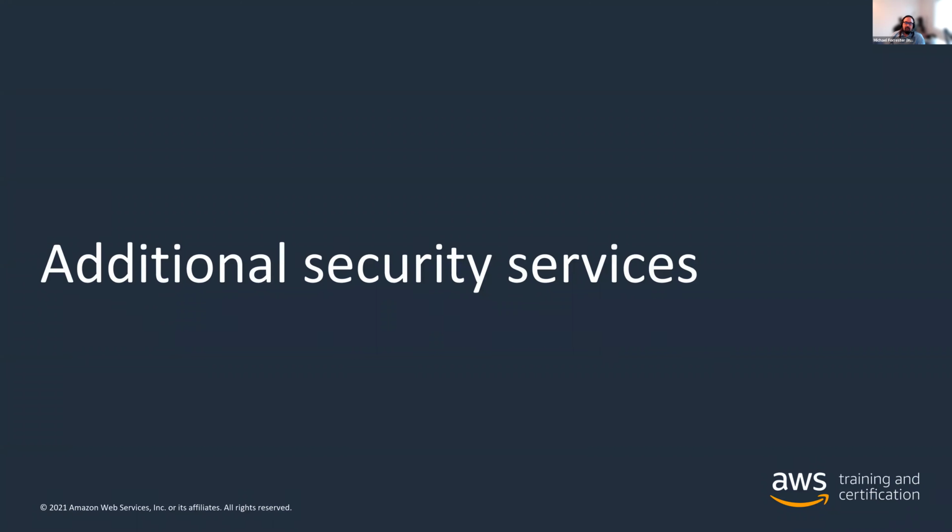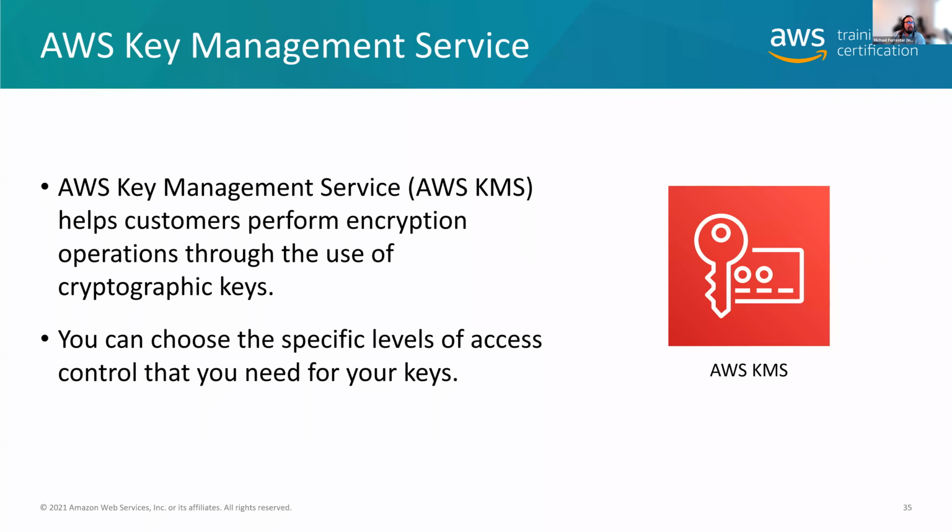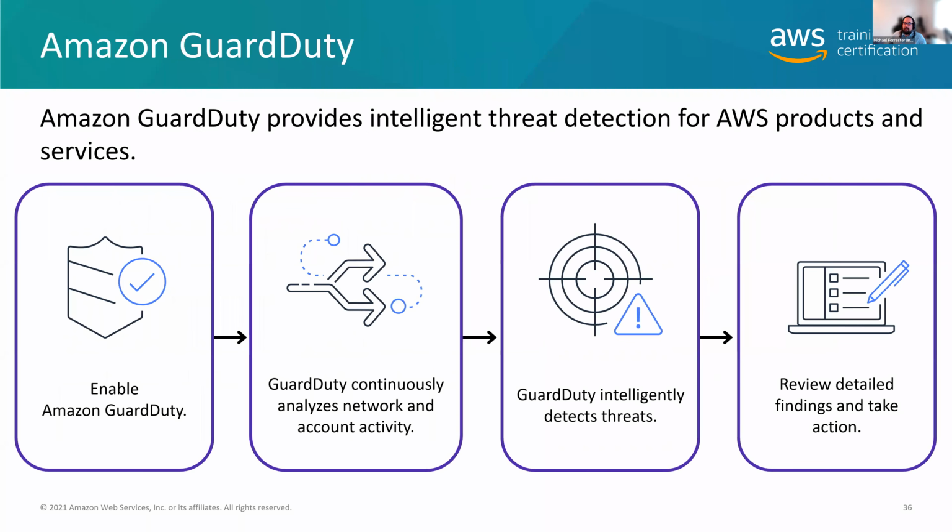Here's a few other security services to just put into your brain. First, there's the Key Management Service, which helps you encrypt data at rest. So disks, right? In some cases, it's actually used for data stores as well. Then there's GuardDuty. GuardDuty is a cool little tool that uses machine learning to check for malicious network probes and malicious network attacks against your VPC.